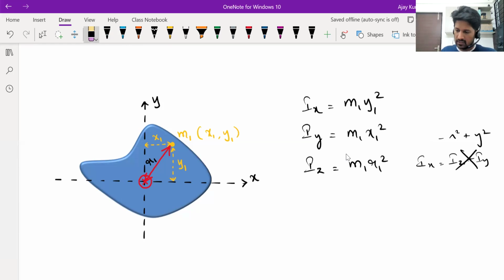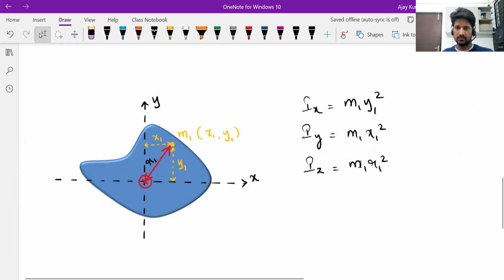Fine. So there are some things that you need to be careful about while applying the perpendicular axis theorem. The basic formula is Iz is equal to Ix plus Iy. But that is valid when z is the perpendicular axis, and x and y are the axes lying in the same plane as the system, not somewhere else. Then only is the theorem valid.